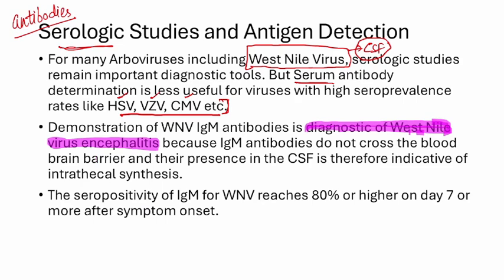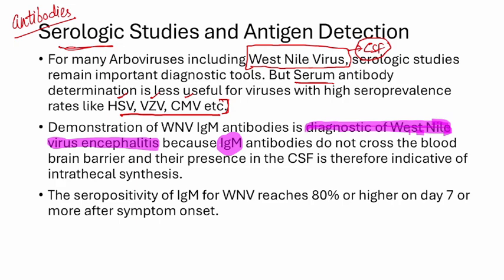If you are able to find antibodies in the CSF, it means that antibody, that is IgM antibody. IgM antibody is a very large antibody, right? It cannot cross the blood-brain barrier. If you are able to detect IgM antibody in the CSF, it means it was synthesized in the CSF only. It means it is intrathecal synthesis. If it is intrathecal synthesis, it means the West Nile virus is in the theca itself. It is in the CSF itself.